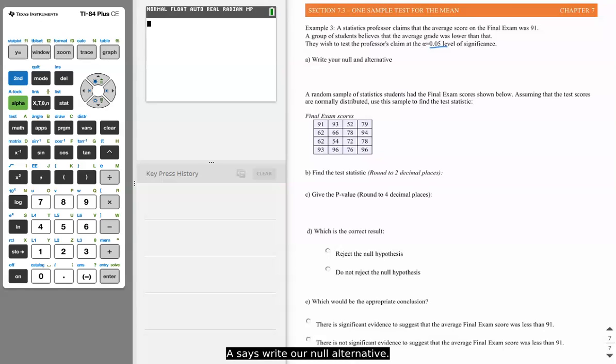So A says write our null and alternative. So my alternative, it's talking about the average score, so we're going to use a mean here. And the professor claims it was 91. And the students believe it was lower than that, so less than 91. So since it's less than, it's going to be a left-tailed test.